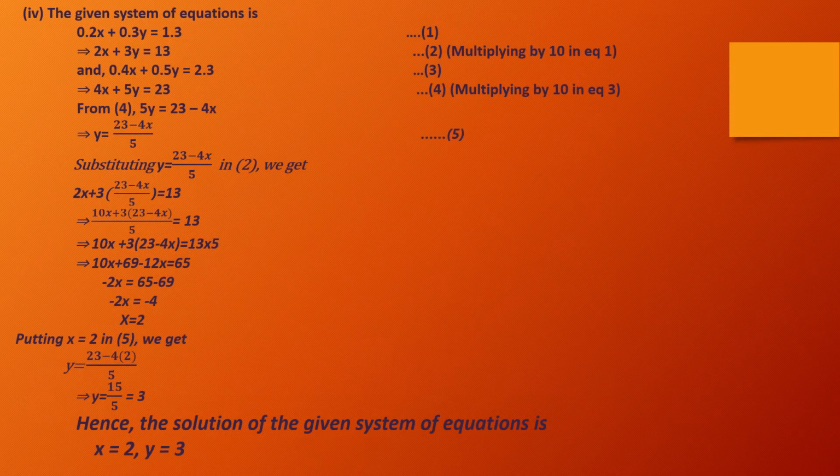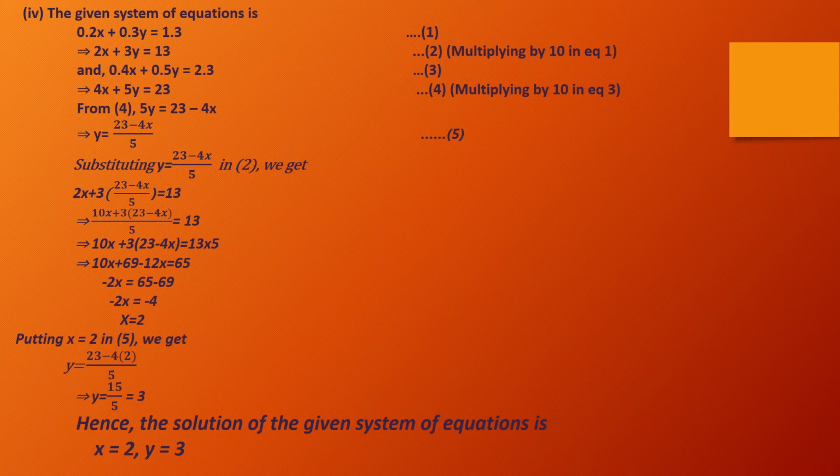Let us do the fourth part of question number first. The given system of equations is 0.2x plus 0.3y equals 1.3 and 0.4x plus 0.5y equals 2.3. I consider 0.2x plus 0.3y equals 1.3 as equation number first. When I multiply this whole equation by 10 on LHS and RHS, I get 2x plus 3y equals 13, and I consider this as equation number second.